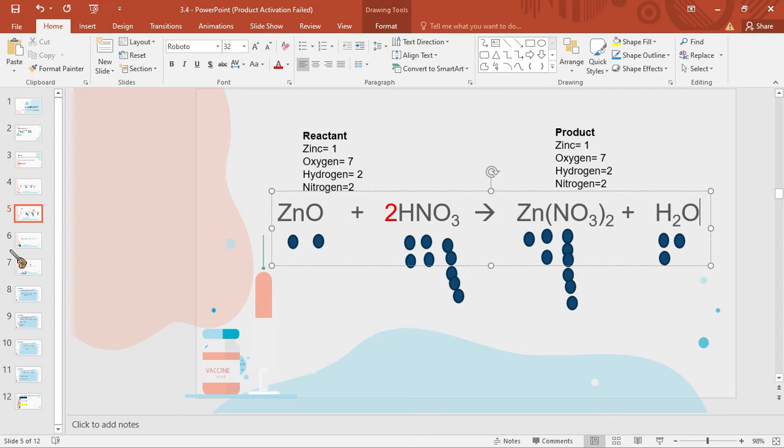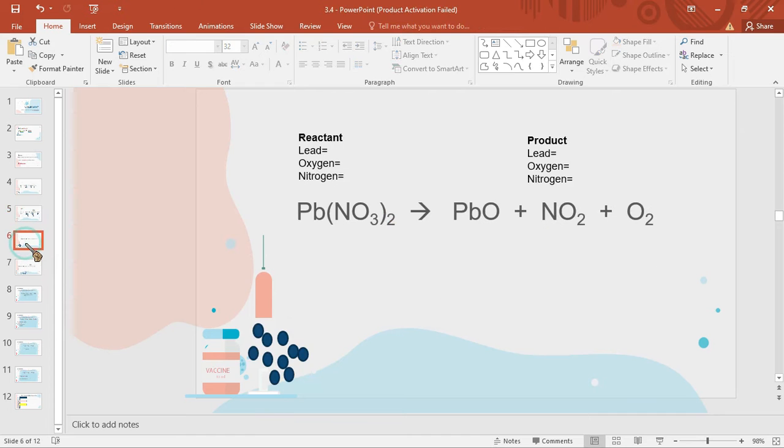Okay, now we go to the next step. Again, this one is a bit tricky. Come on, this one also teacher will give about 5 minutes.